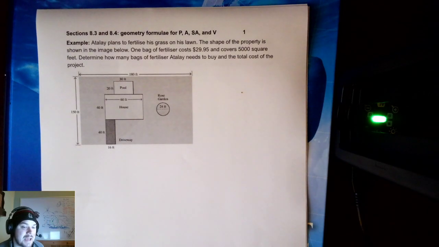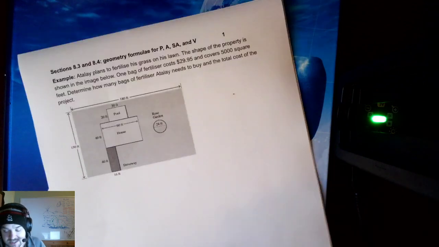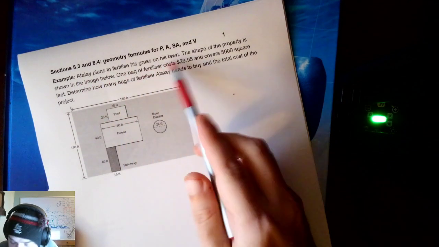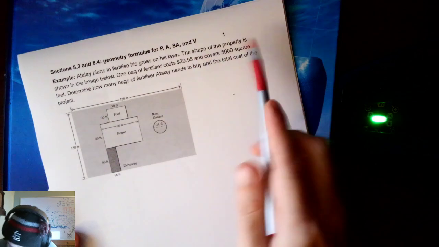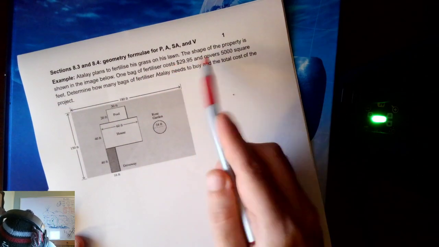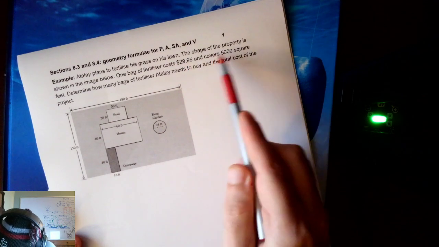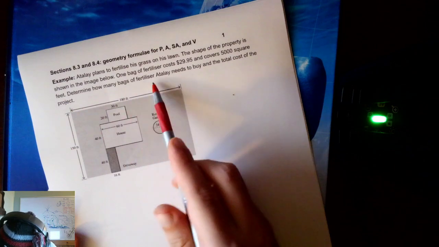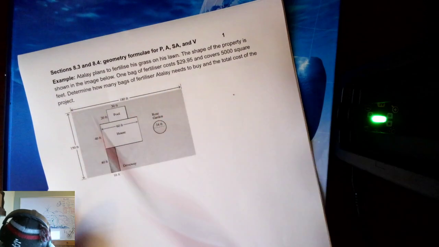Today you're going to be looking at Math 120, section 8.4, and we're going to be doing some more geometry. First, let's start off with an example. It says Adelaide plans to fertilize his lawn. The shape of the property is shown in the image below. One bag of fertilizer costs $29.95 and covers 5,000 square feet. Determine how many bags of fertilizer Adelaide needs to buy and the total cost of the project.